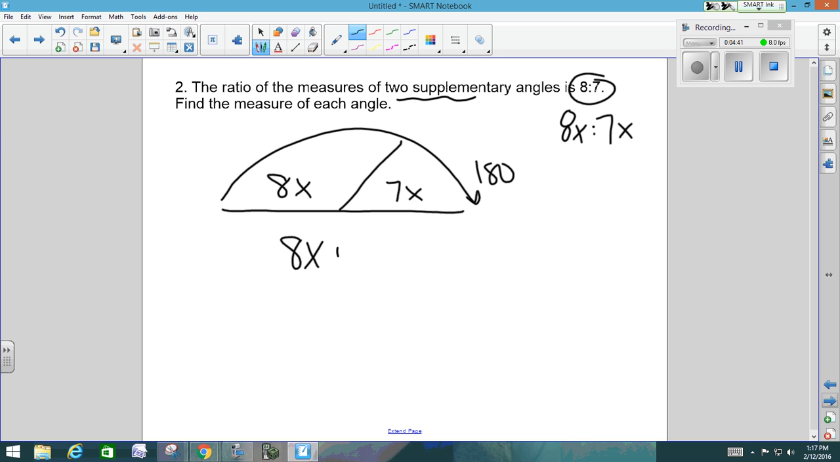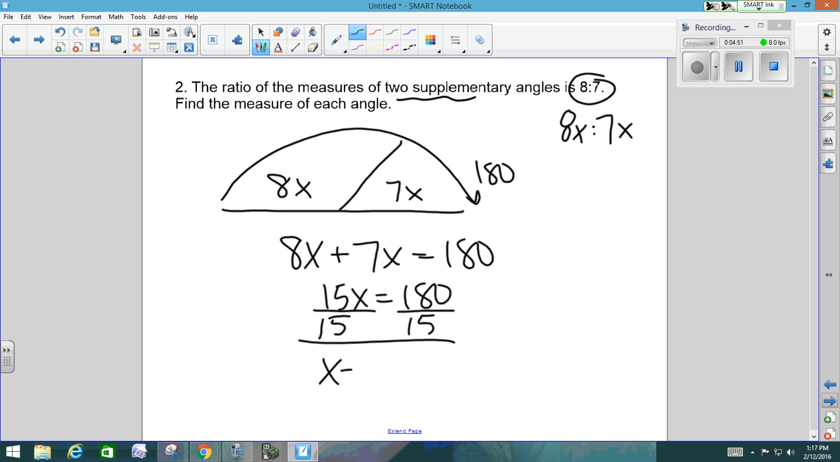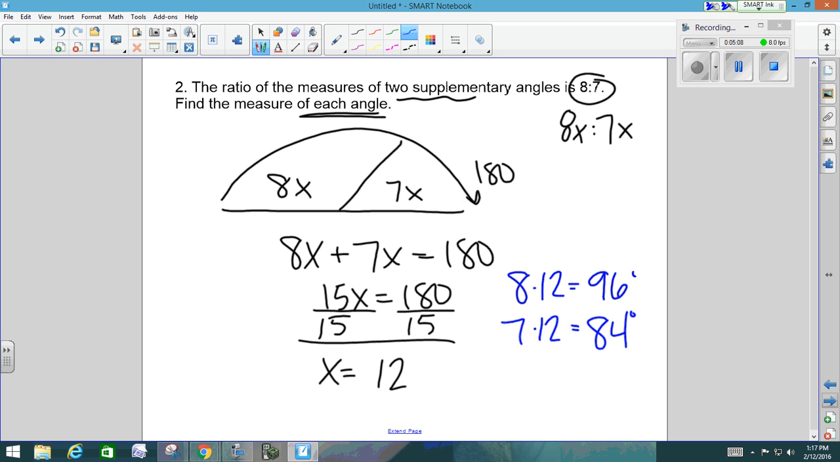So you have an equation. 8x plus 7x equals 180. Combine like terms. 15x equals 180. Divide by 15, and x equals 12. Okay, that's your x value. You still have to go back and find the measure of each angle. So plugging 12 in, 8 times 12 is 96. 7 times 12 is 84. If you add 84 and 96 together, you would get 180. Ratio of the lengths, or the angles, excuse me.